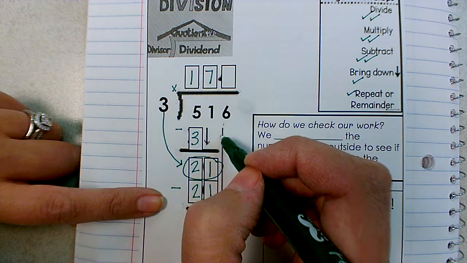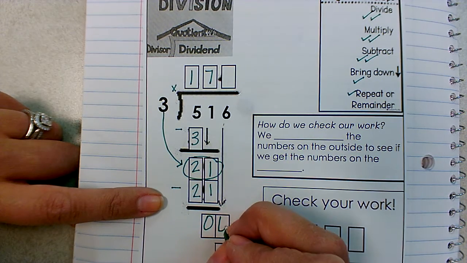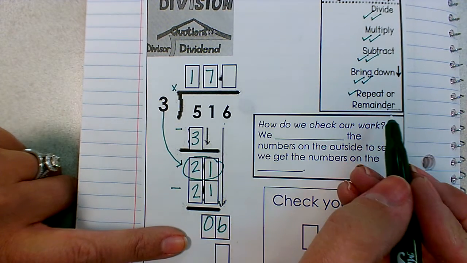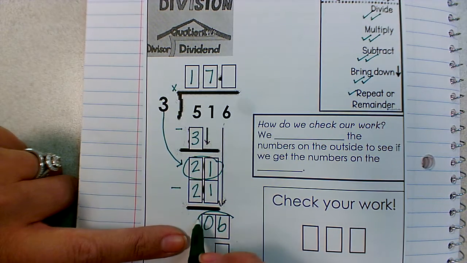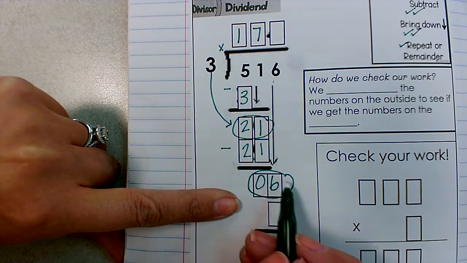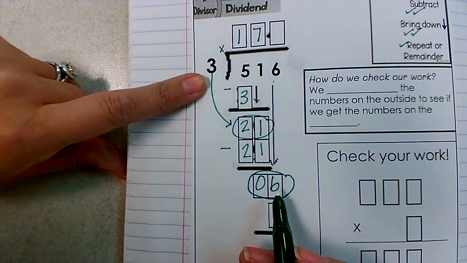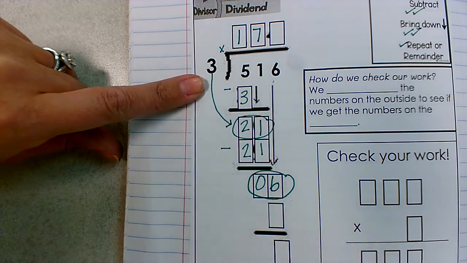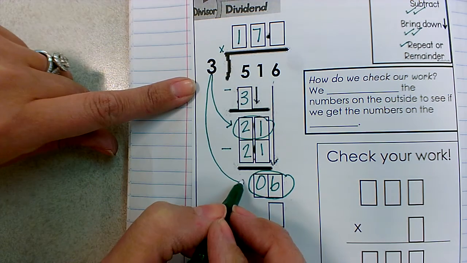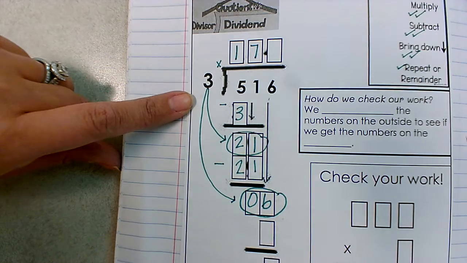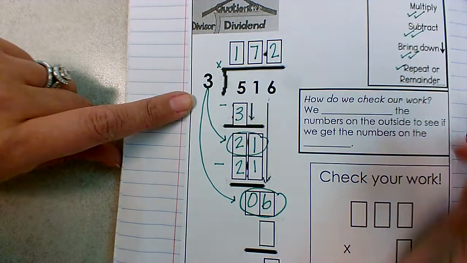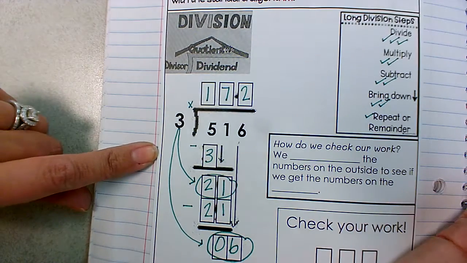My next step says to bring it on down. And again, I can bring 1 at a time, so I bring that 6 all the way down. And now it says to repeat or remainder. Well, I have enough. What I have circled is larger than my divisor, so I can divide again. I have 6 items that I need to put into 3 groups. So how many can I put into each group? I can fit 2. That is your divide step.